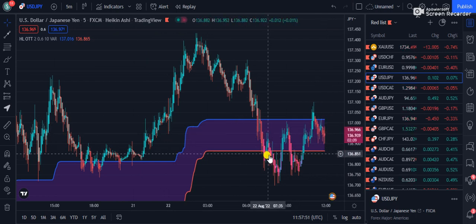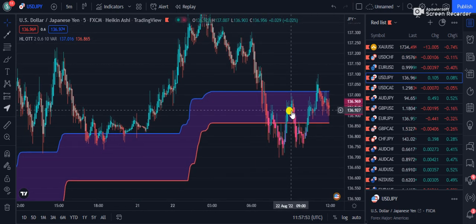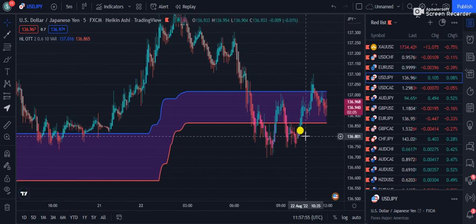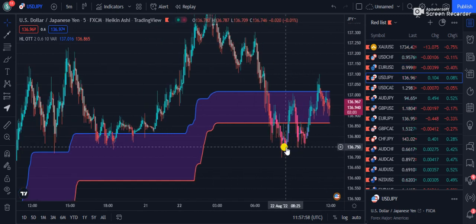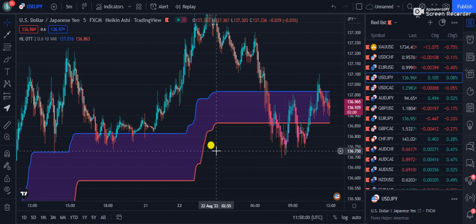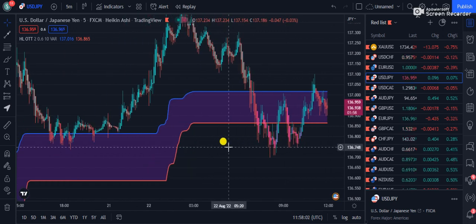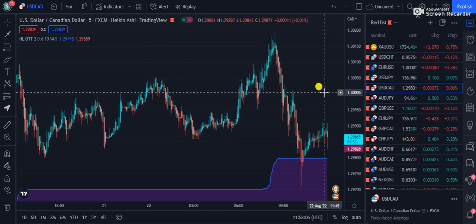However, we have a breakout here as well, but it didn't go, and I will tell you in the next video why this didn't go, because I'm going to make another video on support and resistance. So please make sure that you watch the next video that I will upload on YouTube, because this will help you with this indicator.